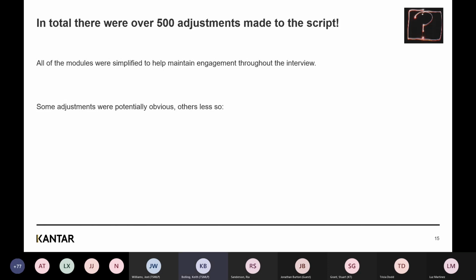Some of the adjustments were potentially obvious. Obviously, we're moving from CAPI to CATI, so we have to tailor the wording accordingly, but others were less so. In terms of the show cards, clearly that was something we couldn't carry on with under the revised methodology. So we had a very detailed discussion around which questions we needed to keep, to make sure that if we had to have a list of responses, we were not making that too onerous for the respondents.